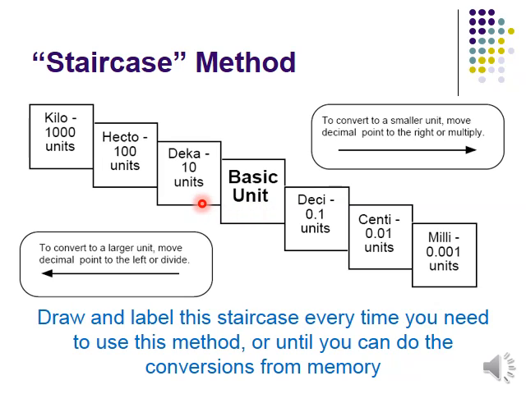Instead of being multiples of the basic unit, like kilo, hecto, and deca, below the basic unit you have things that are a fraction, or just a portion, of the basic unit. So a deci is 1/10th of the basic unit. Centi is 1/100th of the basic unit, and milli is 1/1000th of the basic unit.